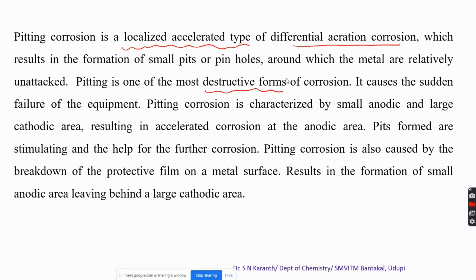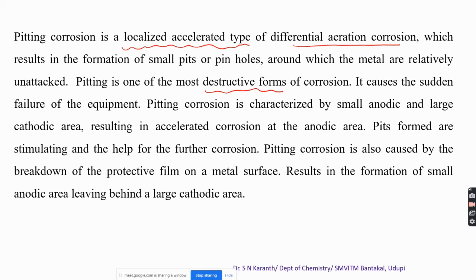It causes sudden failure of the equipment, that you know. If you observe the outer part of the material, it is not possible to predict whether that equipment is in a right condition or not. Because even if small holes or pits are present, those pits help to produce corrosion products, and the growth of the pits is observed, and they may enter the inner surface.